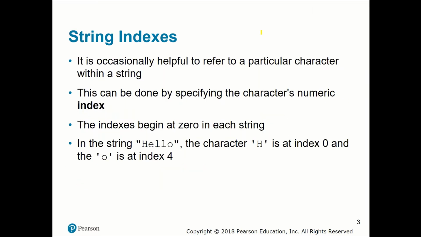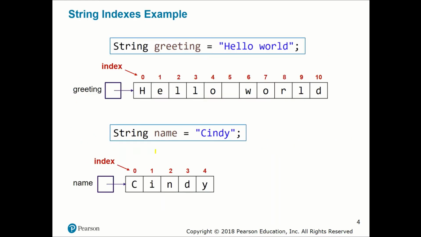It is occasionally helpful to refer to a particular character within a string. This can be done by specifying the character's numeric index. The index begins at 0 in each string. In the string hello, the character H is at index 0 and the O is at index 4. So I will show this by example.